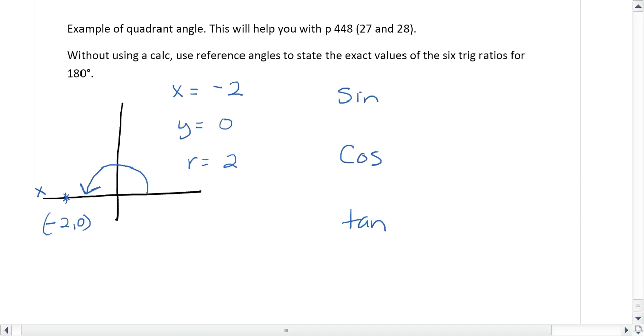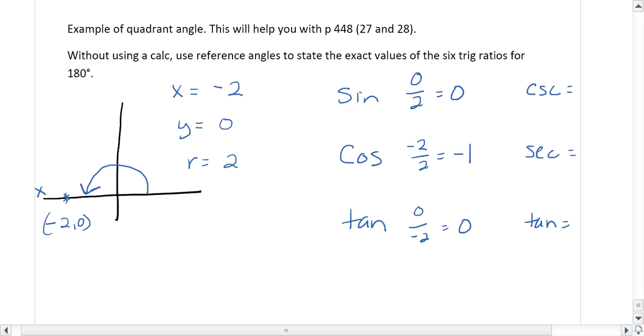So referring back to that part of your notes where we had the picture of the triangle with the x, y, and r labeled, and we had that the sine of the angle is y over r. That would be 0 over 2, which is just 0. The cosine was x over r, so that would be negative 2 over 2, which is negative 1. And the tangent was y over x, which would be 0 over negative 2, which again is 0.